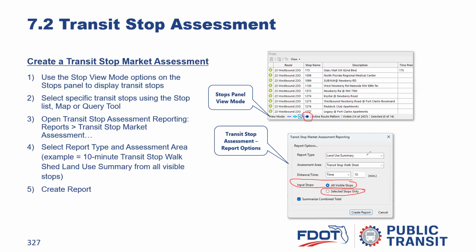So basically set it up the same way where you're selecting the report type. In this case, the assessment area is a transit stop walk shed or a 10-minute walk for all the visible stops, and then we'll summarize the non-double counted total at the end and create the report, and off we go.